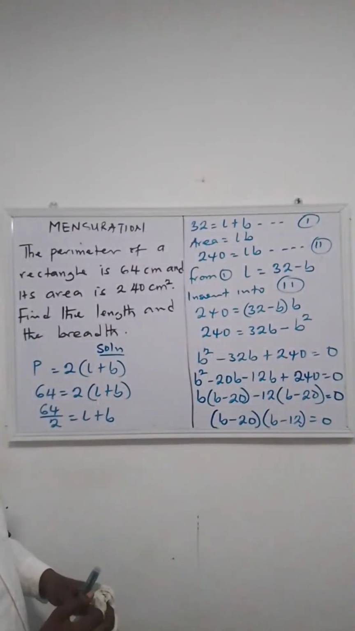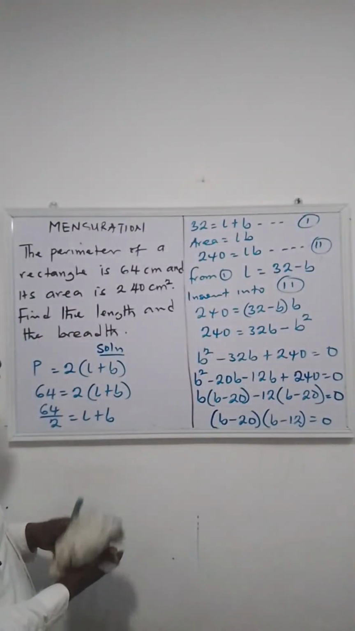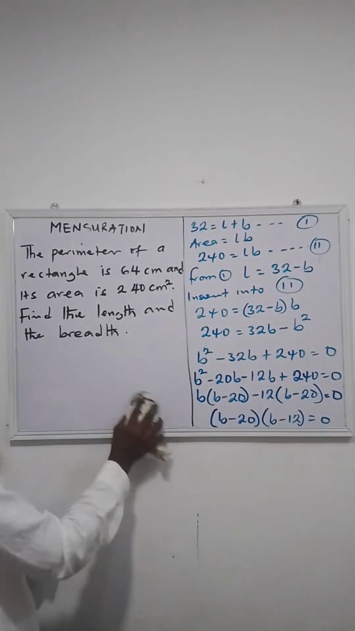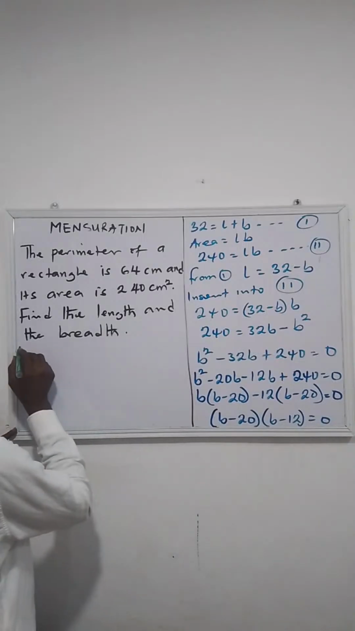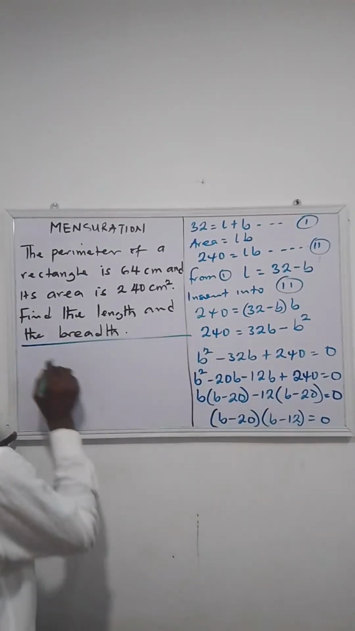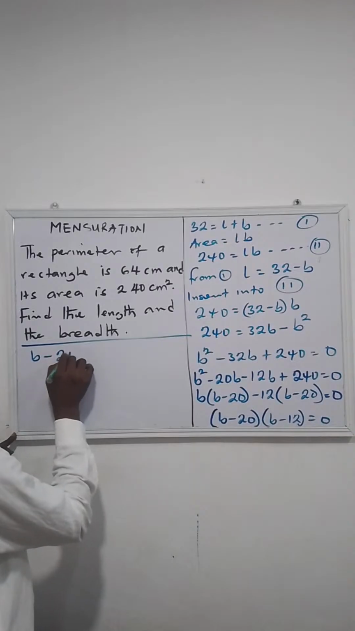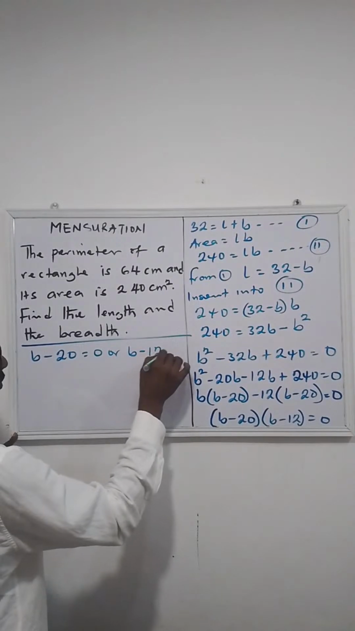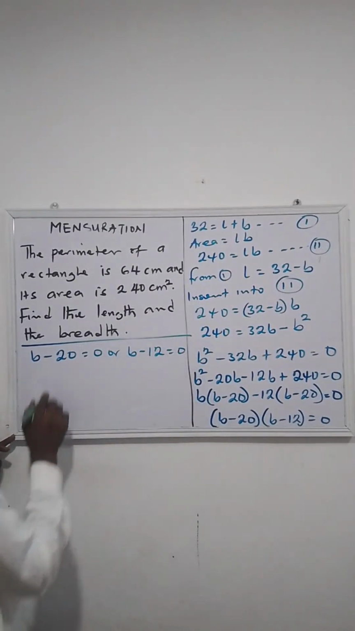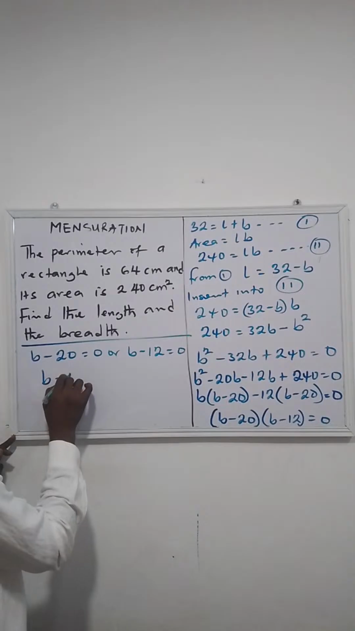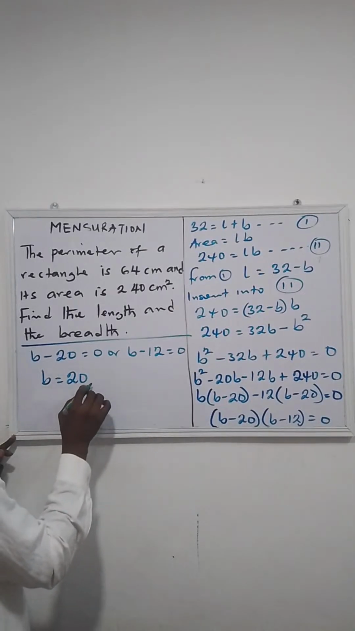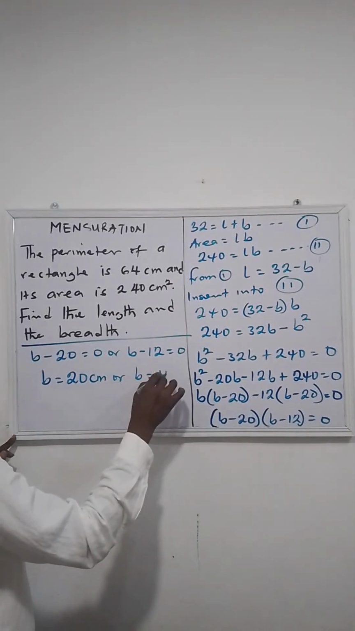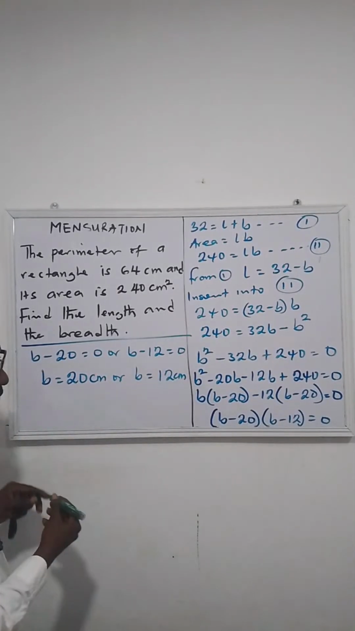Okay, so can you see? So what's the next thing? Let's move on here. We have two numbers multiplying each other. We have b minus 20 equals to 0 or b minus 12 equals to 0. Right? So that means b equals 20 centimeter or b equals 12 centimeter.